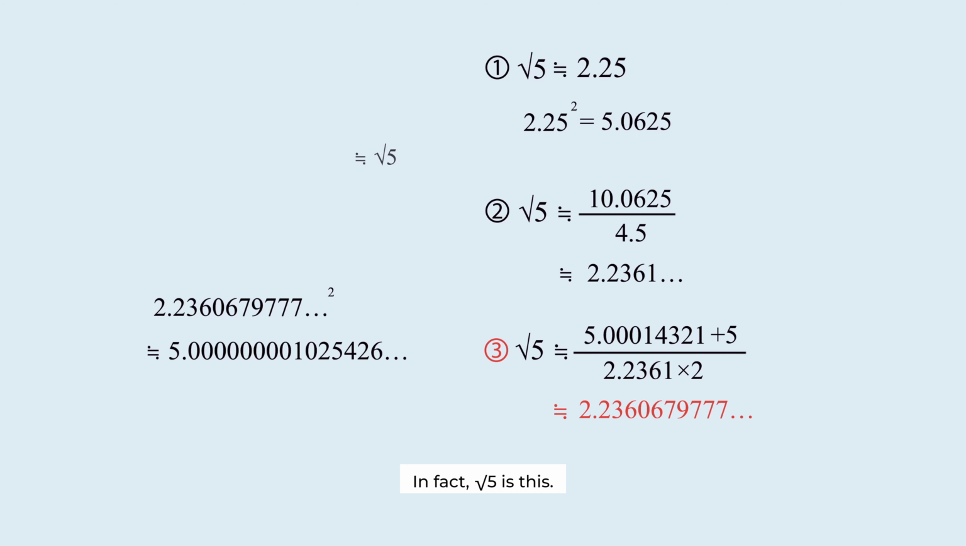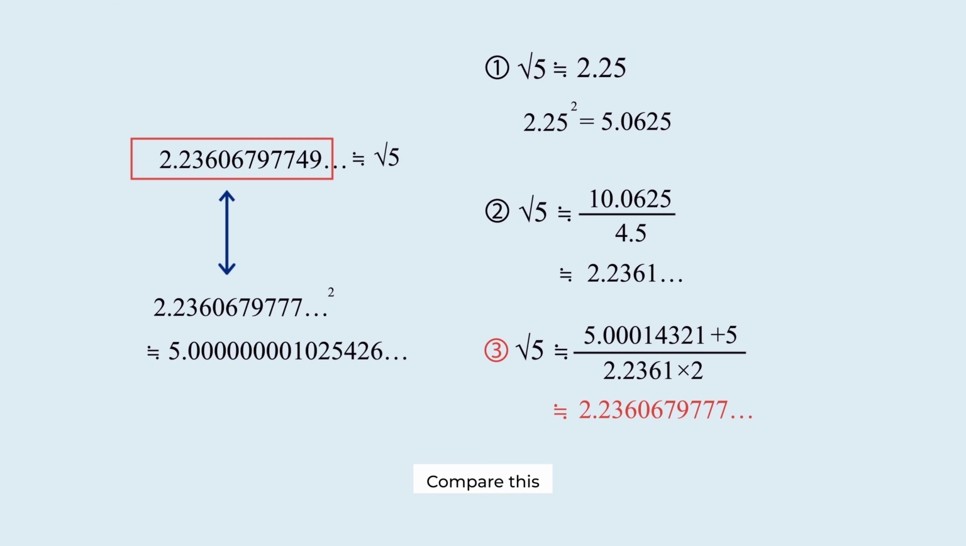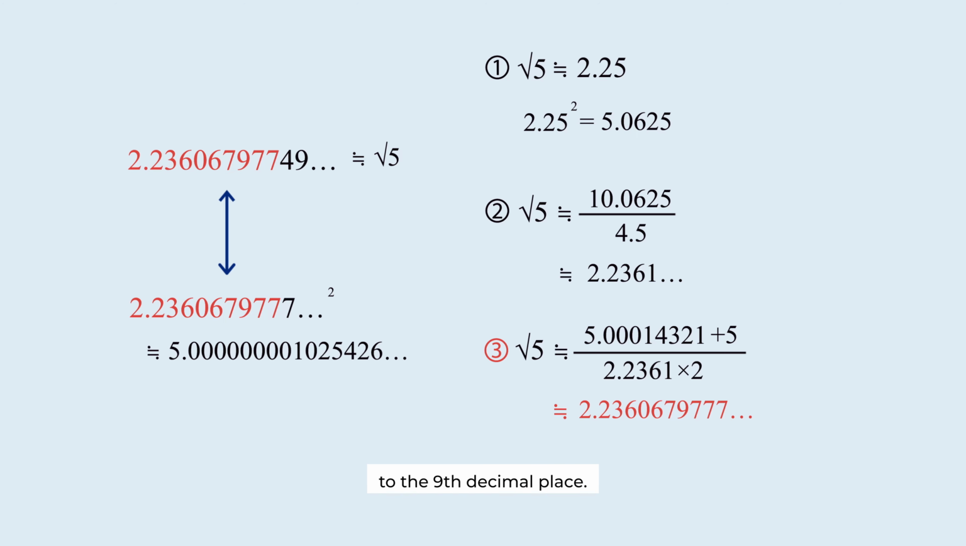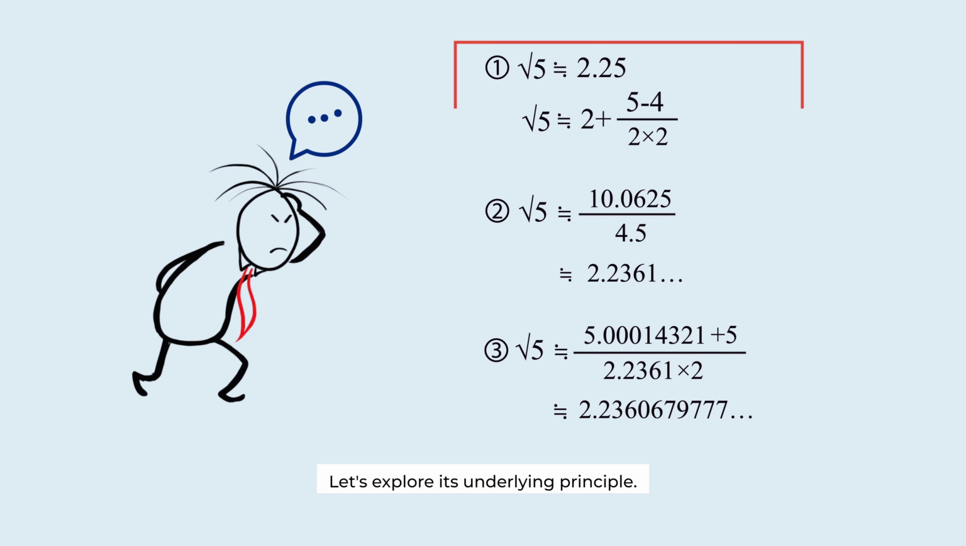In fact, root 5 is this. Compare this with the third approximation. It's accurate to the 9th decimal place. It's incredible how such an accurate value can be achieved in just 3 steps. Let's explore its underlying principle.